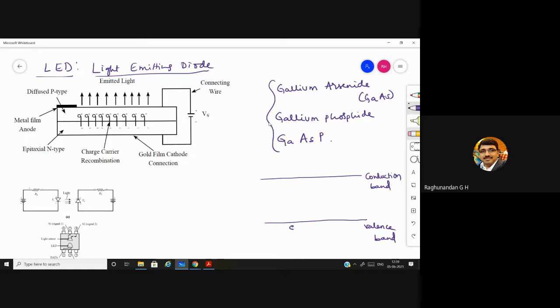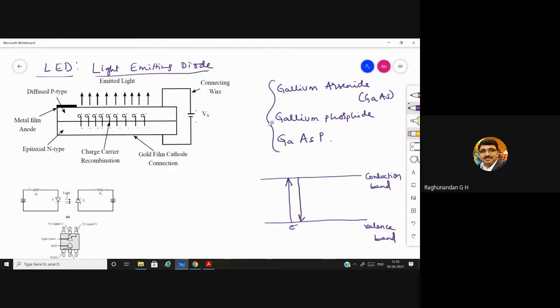When an electron is excited, or supplied with external energy, what happens to this electron? It will jump to the higher orbit. Here the higher orbit is known as the conduction band. It jumps to the higher orbit, stays there for some time, and after that it comes back to its original state.